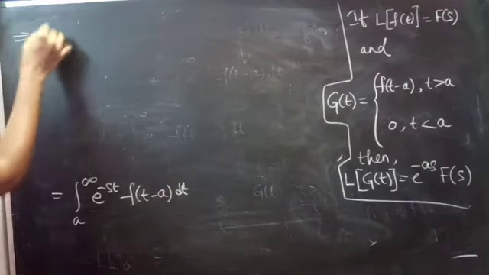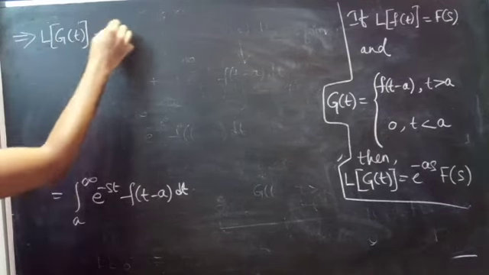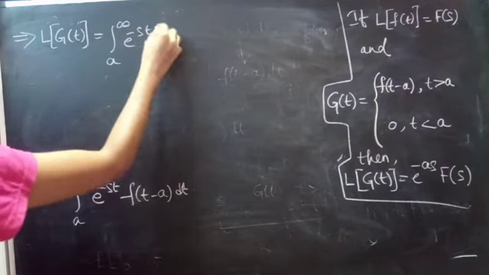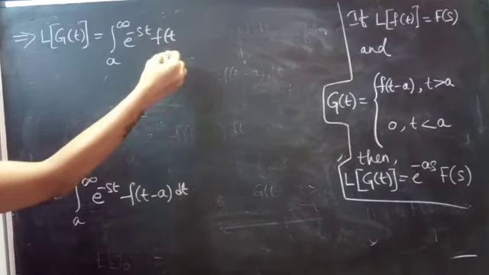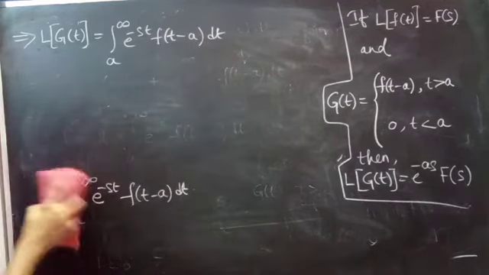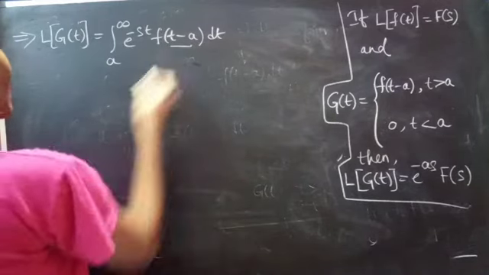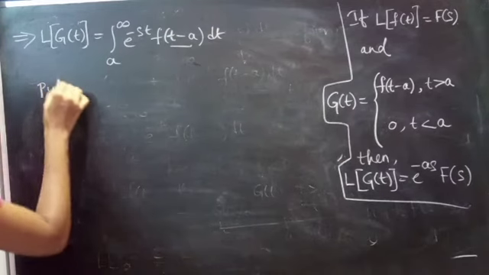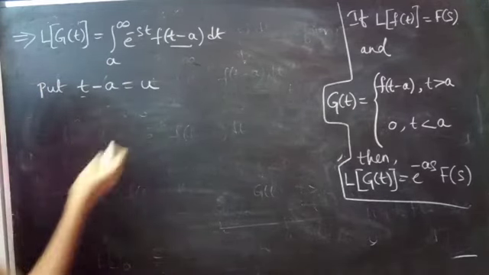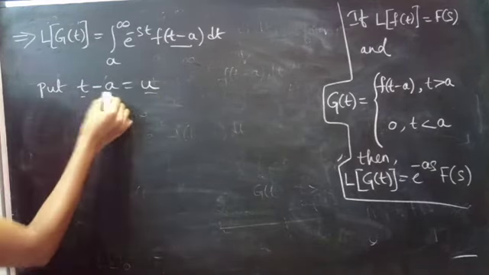So we get L of g of t equals the integral from a to infinity of e power minus st into f of t minus a into dt. Good. Now we'll consider this t minus a and put t minus a equals u. Here t is a variable and u is also a variable, and a is a constant.